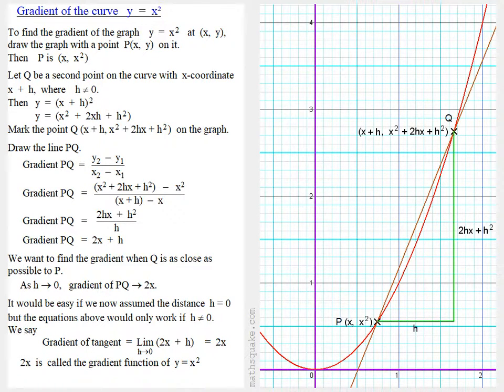Now 2x is called the gradient function of y equals x squared. Newton came up with the gradient function and he called it y dash. So we can say the gradient function y dash is equal to 2x.